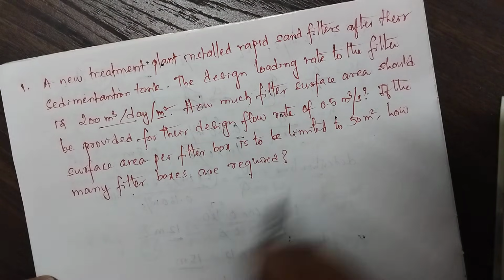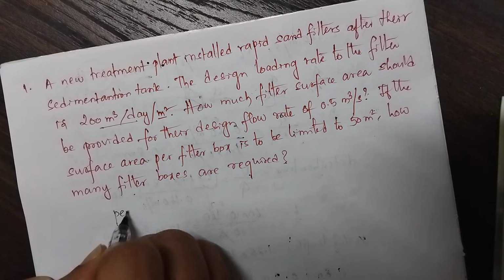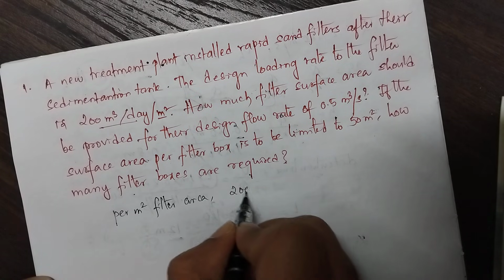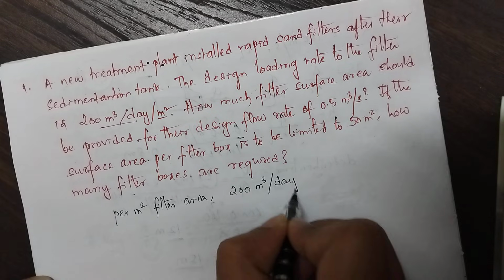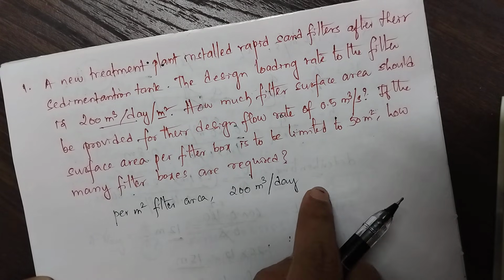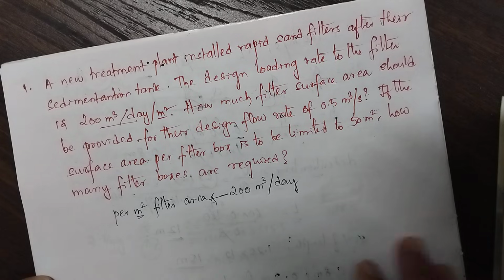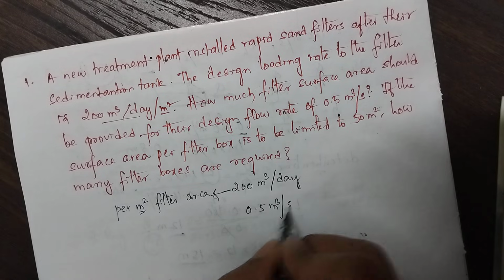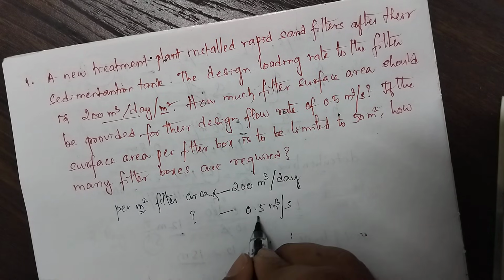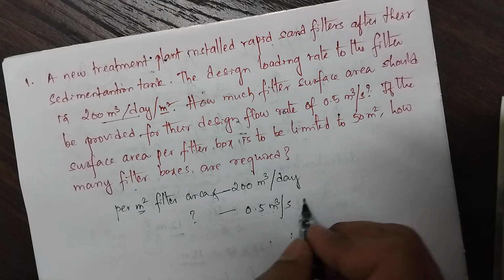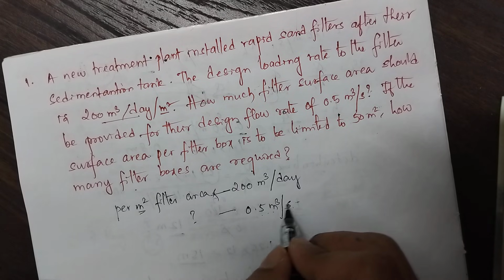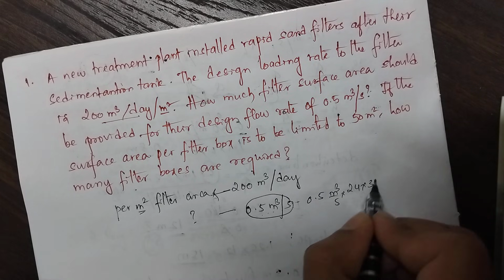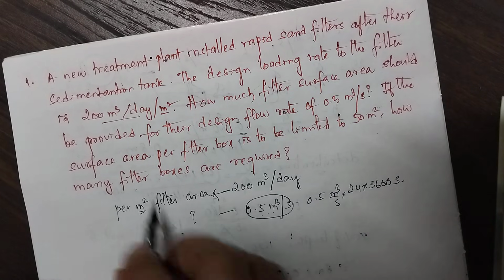Okay, so per meter square filter area, it can take load up to 200 meter cube per day, or per 200 meter cube per day we need a meter square filter area. Then if the load is 0.5 meter cube per second, then how much area? So this is 0.5 meter cube per second, we just convert it into days, so which would be 0.5 meter cube per second into 24 into 3600 seconds. For this, how much is required?